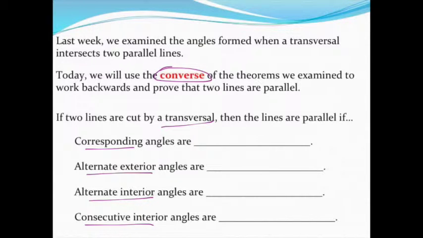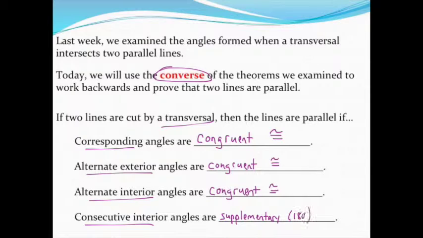So for example, specifically we're going to try to prove or show that corresponding angles are congruent. We could also show that either alternate exterior or alternate interior angles are congruent, and finally we could also show that consecutive interior or same-side interior angles are supplementary, meaning they add up to 180. So those are the 4 different ways we're going to use to prove that two lines are parallel to each other.